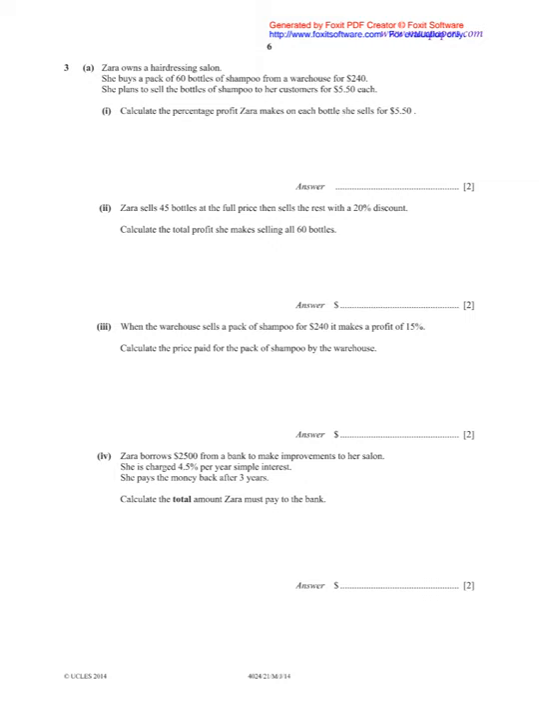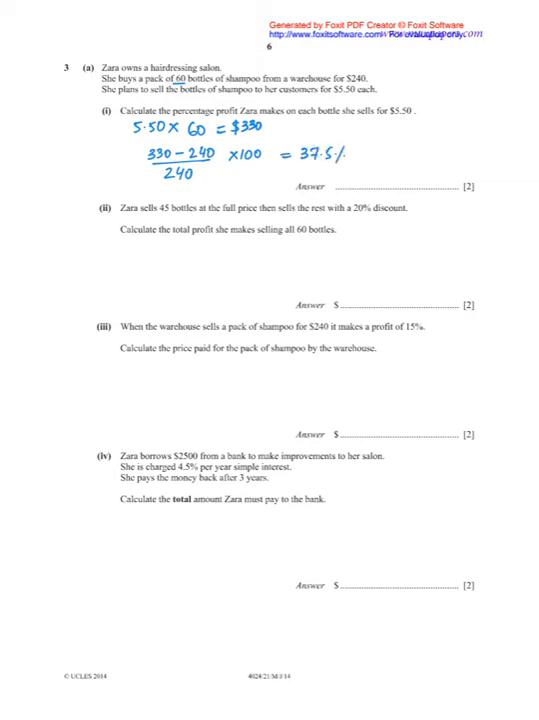Alright. So first thing, the number of bottles she buys is 60. So it will be 5.50 multiplied by 60, which equals $330. Alright. So we need to find out the percentage profit. So that will be 330 minus the cost price, which is 240, divided by cost price 240, multiplied by 100. So that is equal to 37.5%. That is your first part answer.